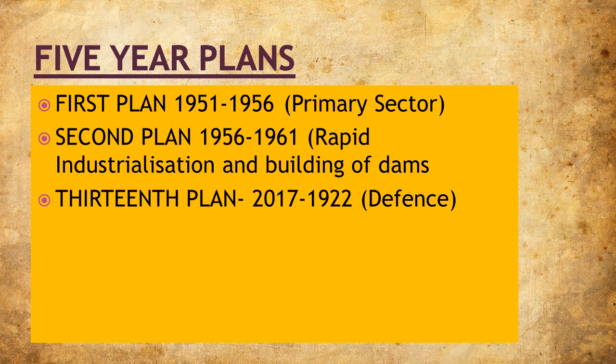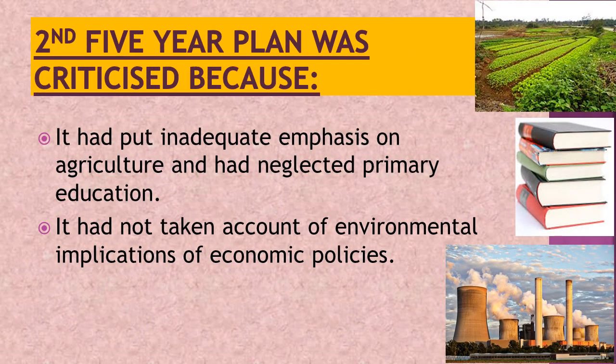It focuses on defense. But you know, children, the second 5-year plan was criticized on many grounds. Firstly, it had put less emphasis on agriculture and it even neglected primary education. Then, since this plan focused more on industrialization, it did not take into account the environmental impact of economic policies, because whenever industries come up, they lead to a lot of pollution.